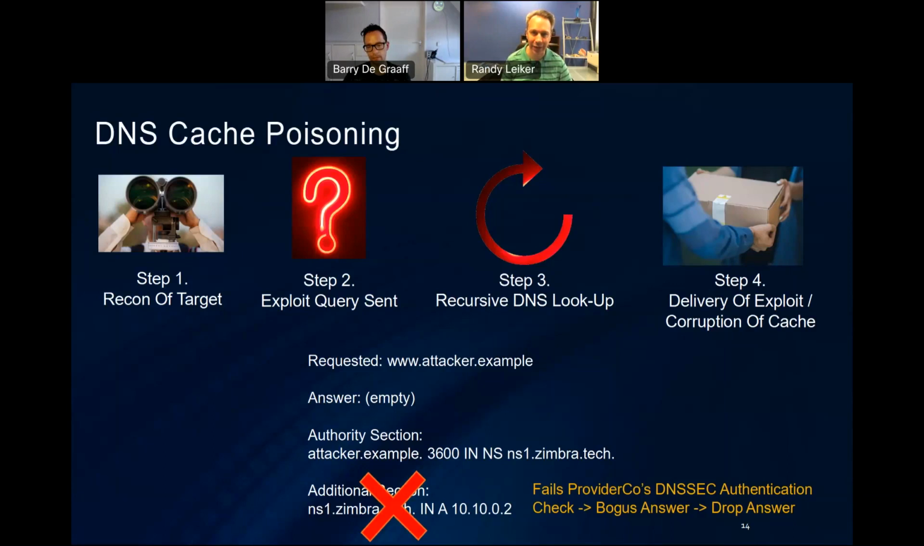Now, one of the several reasons for this is because in this example, ProviderCo could have used DNSSEC to authenticate if the adversary's provided answer for ns1.zimbra.tech should be trusted or not. Now, when a DNSSEC authentication fails, ProviderCo would consider the DNS answer bogus and just immediately discard it. And this would effectively have defeated the DNS cache poisoning attack from the start.